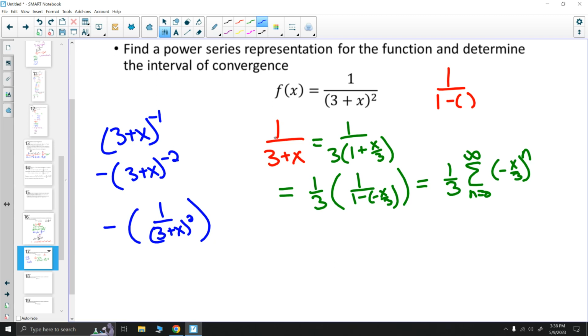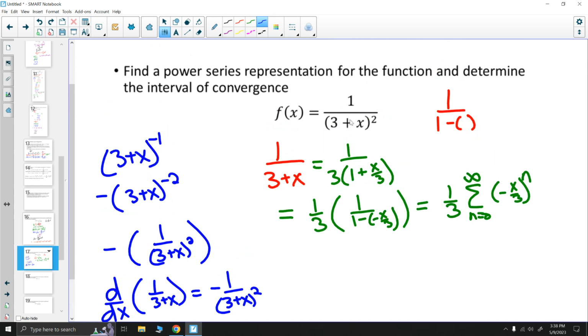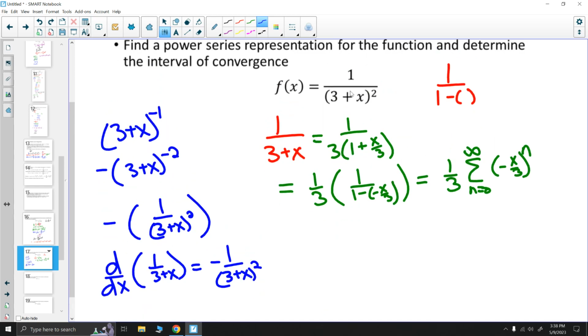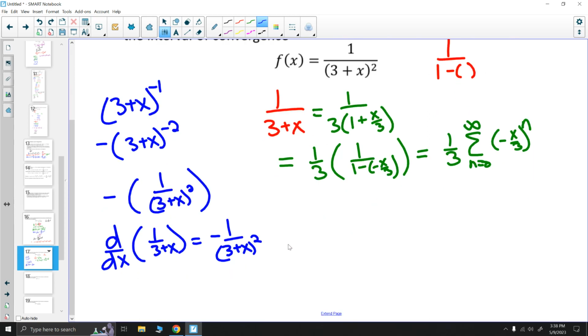So if we think about it, again, d/dx of 1 over 3 plus x, where we got this, is equal to negative 1 over (3 plus x) squared. That's what this thing is equal to. And so, essentially, what I'm really trying to write my power series for is 1 over (3 plus x) squared, not negative 1 over (3 plus x) squared.